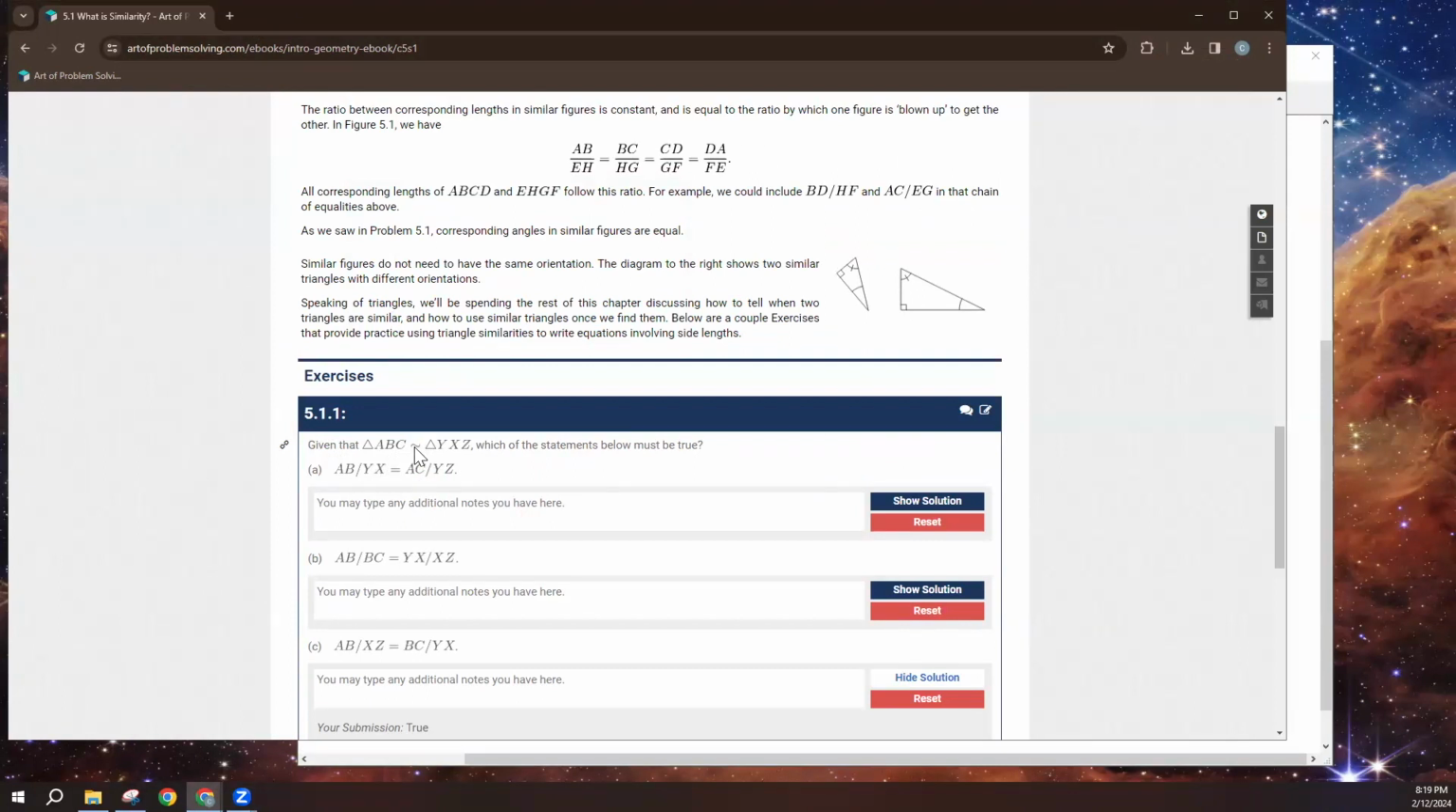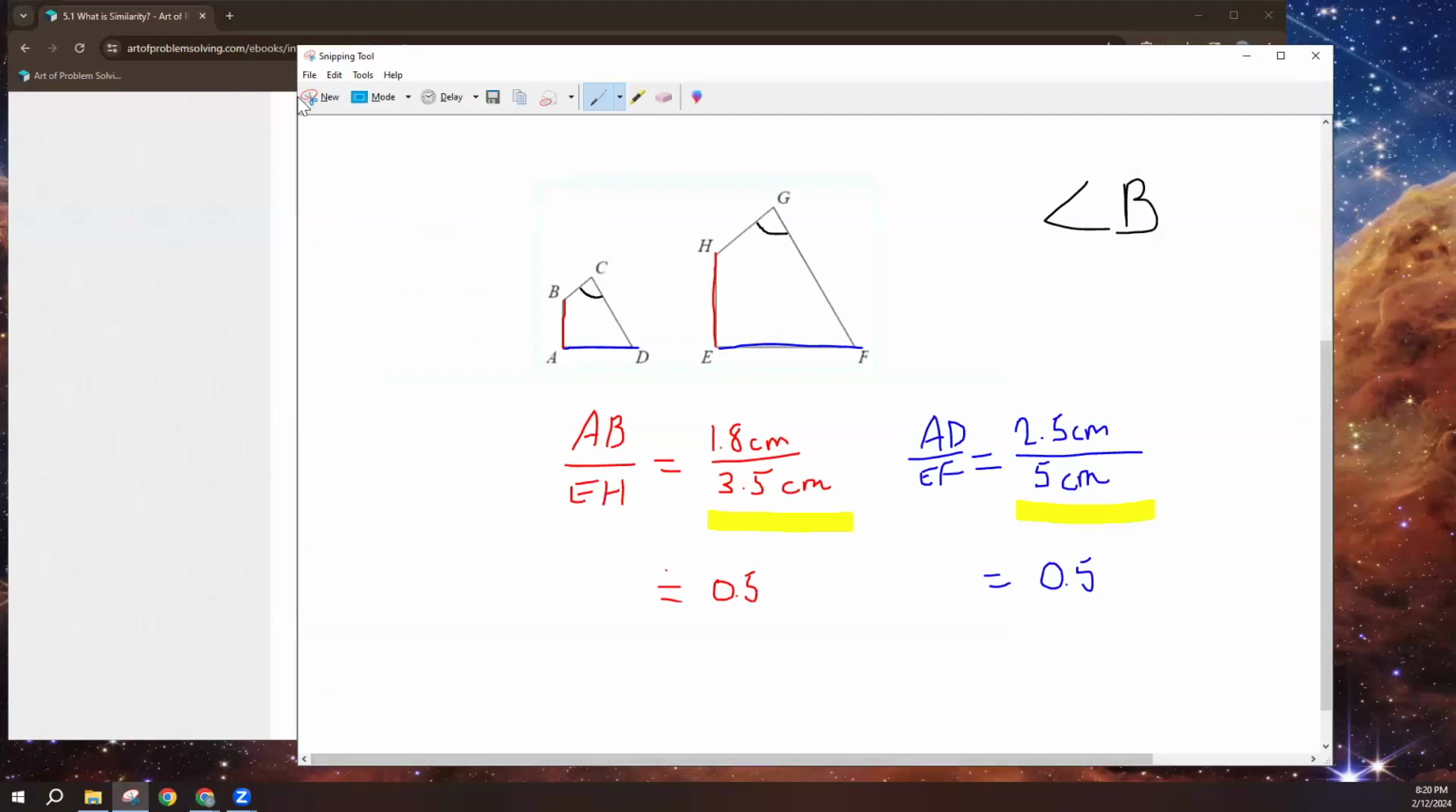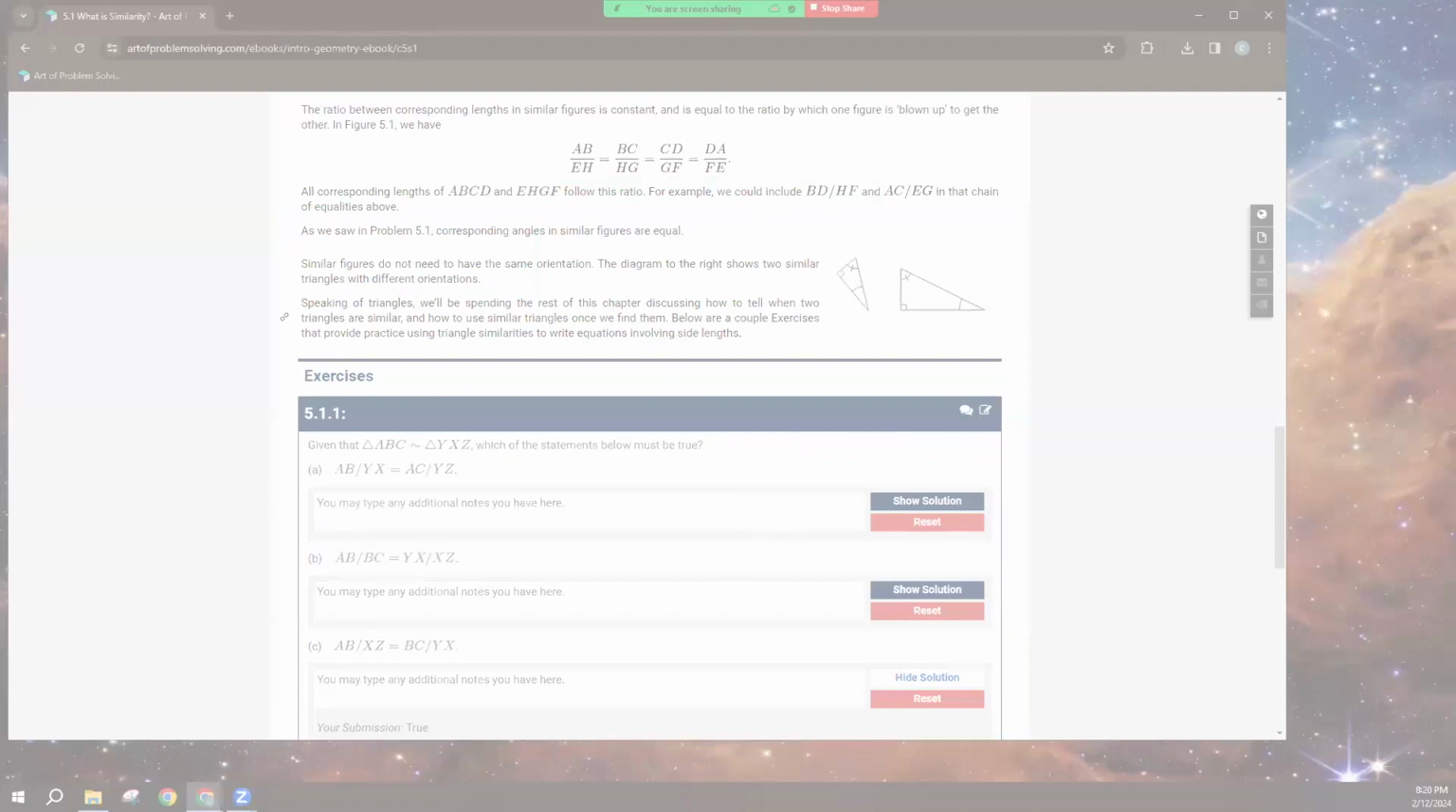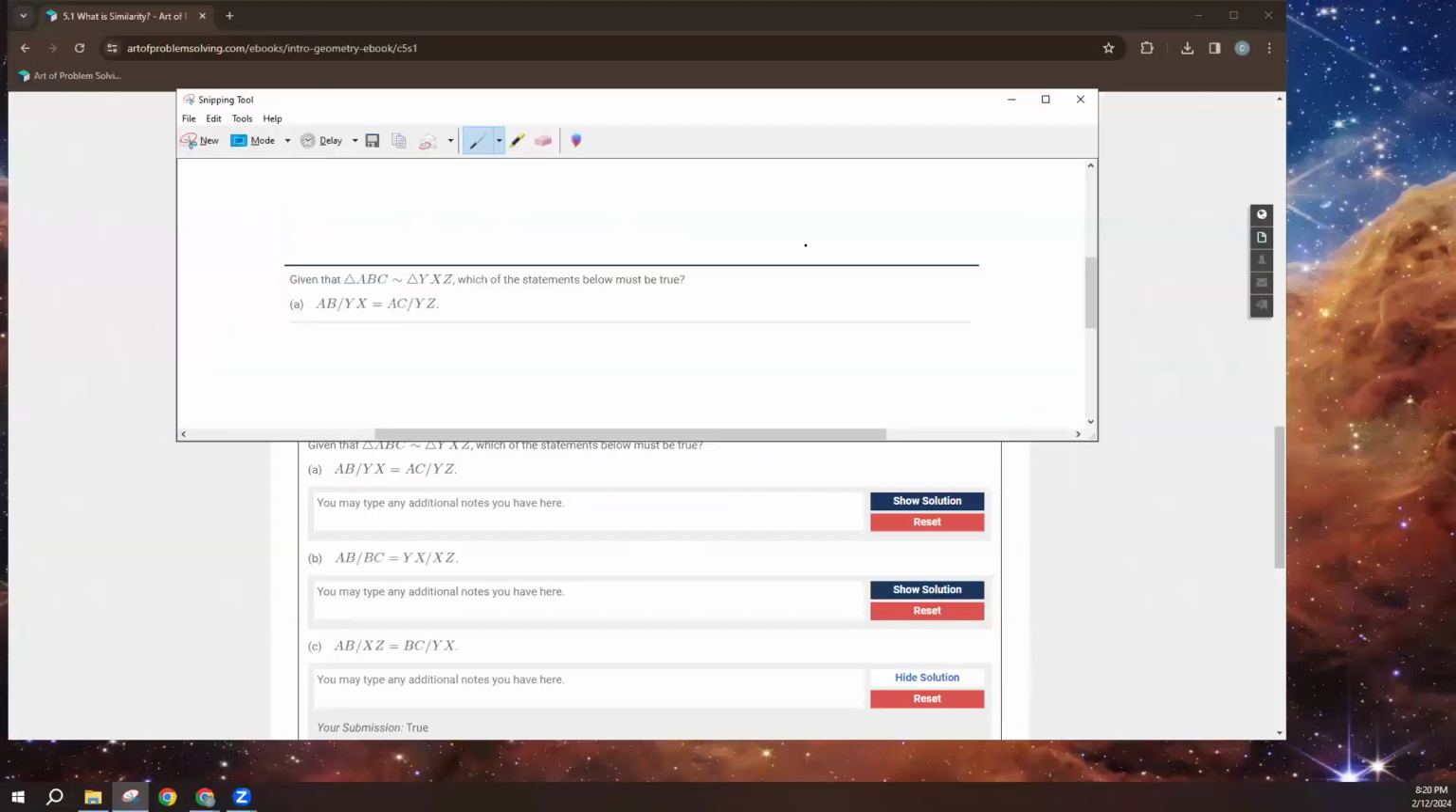Okay. So we're saying that if triangle ABC is similar to triangle YXZ, which of the following statements must be true? So what that means is that the way that it's written is that the letters of the first triangle match the letters of the second triangle. So if I wanted to sketch this out, let's make a new one here. I'm going to copy this and make it a little bit bigger.